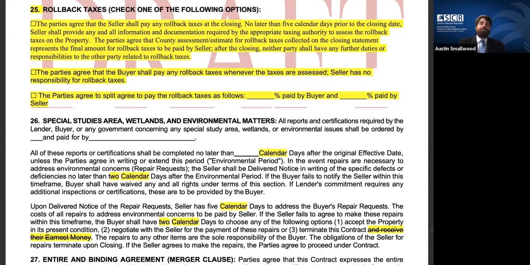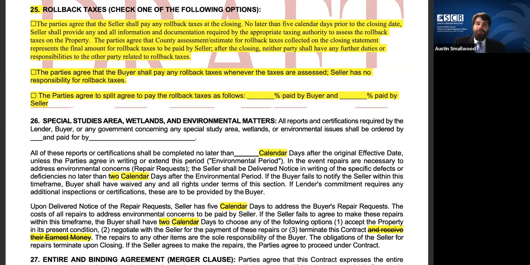25, this is a new paragraph we did for rollback taxes. Really is going to give now the parties three options. Either the seller is going to pay for any rollback taxes at closing, the buyer is going to pay the taxes when they're assessed and the seller has no responsibility for rollback taxes, or the parties are going to agree to split them. Make sure, especially if someone's going to be converting raw land to something else, that they're very aware of what the rollback tax issues are.